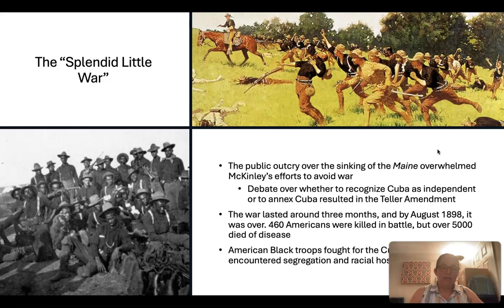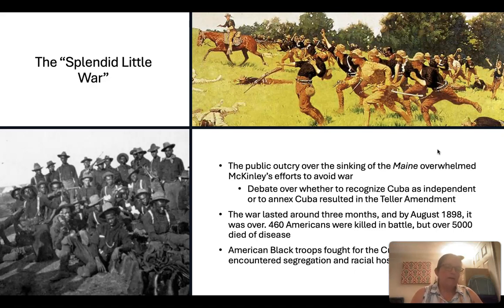And they eventually adopt this compromise position, the Teller Amendment, which says that the United States hereby disclaims any disposition or intention to exercise sovereignty, jurisdiction, or control over Cuba, except for the pacification thereof. So it's this kind of compromise between those who say, yeah, we should annex Cuba, and those who are a little bit more reluctant.